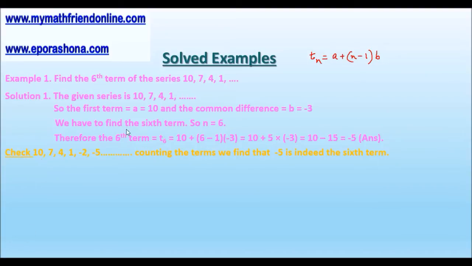Now, how do we get the successive terms? If we add the common difference to the previous term, we get the next term. So 10 plus minus 3 is 7, 7 plus minus 3 is 4, 4 plus minus 3 is 1, 1 plus minus 3 is minus 2, and minus 2 plus minus 3 is minus 5. So you see 1, 2, 3, 4, 5, 6. Minus 5 is indeed the sixth term of this series.